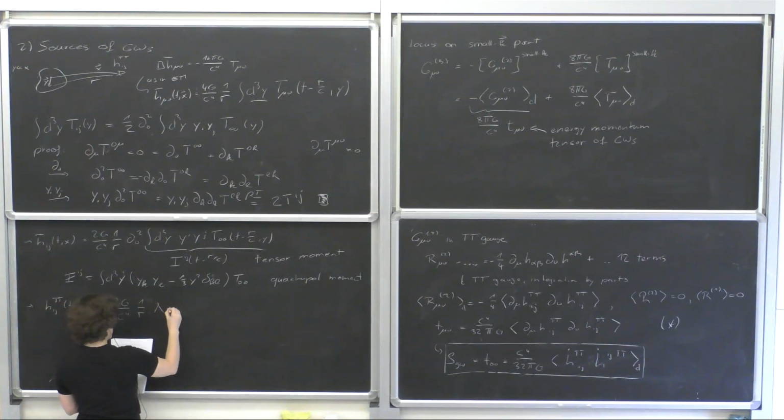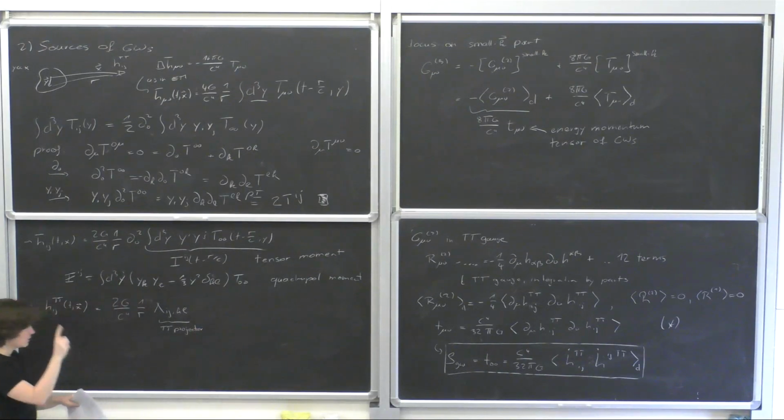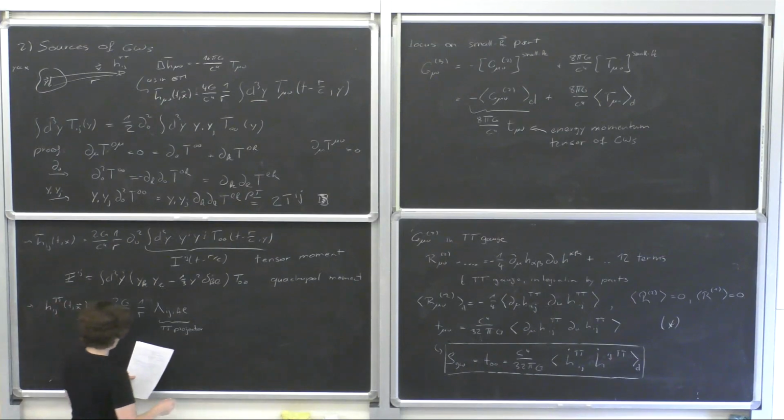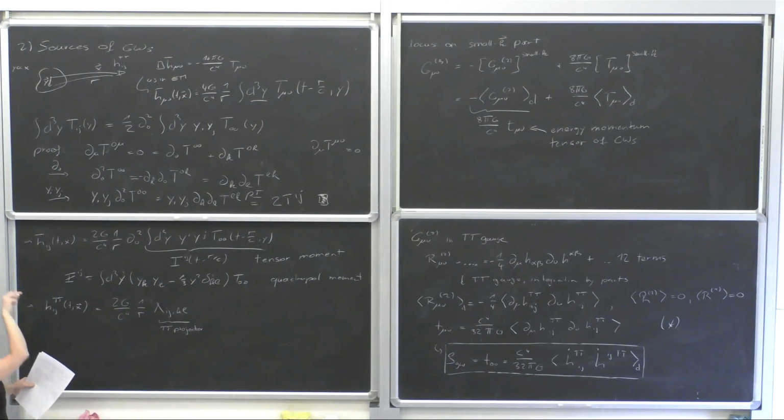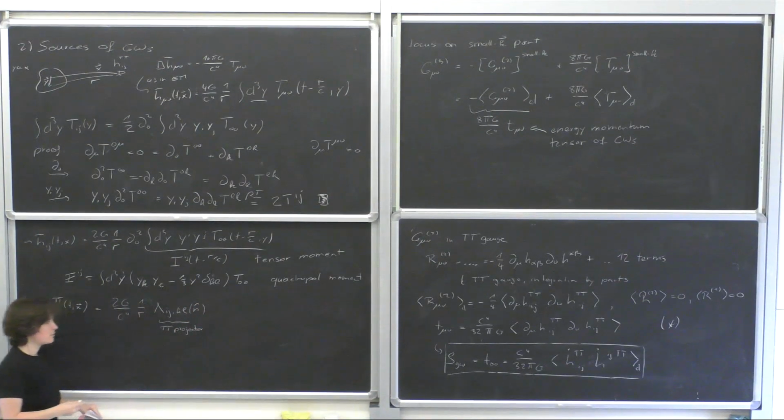This guy, lambda ijkl, right? This is the TT projector. So this takes whatever 3x3 matrix you give it, depending on the wave vector. I mean, depending on the direction that you're traveling in, right? It takes whatever you give it with some unit vector, and it projects onto the plane transverse to this unit vector.